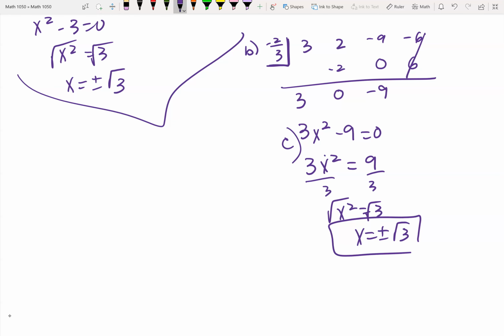Okay, so either one is fine. Just if it asks for possibles, make sure you list your possibles. Okay, number 10.